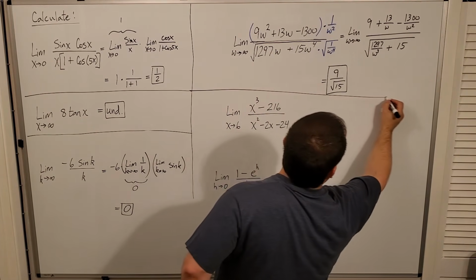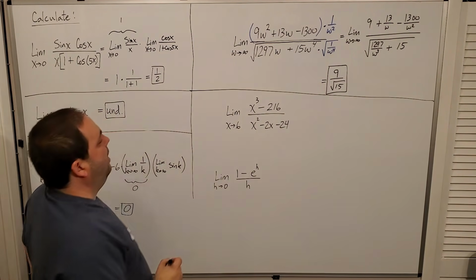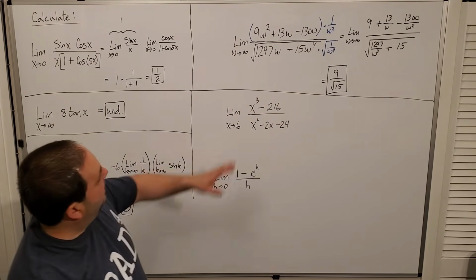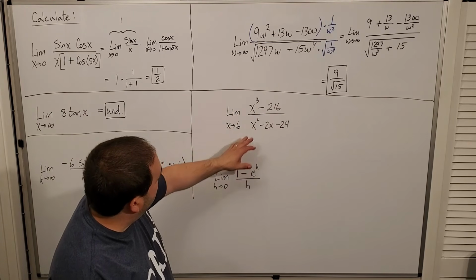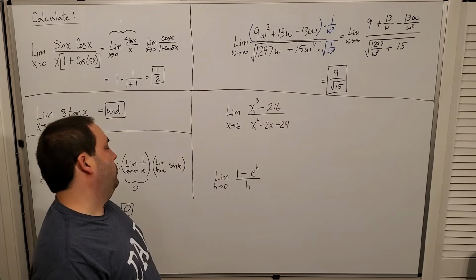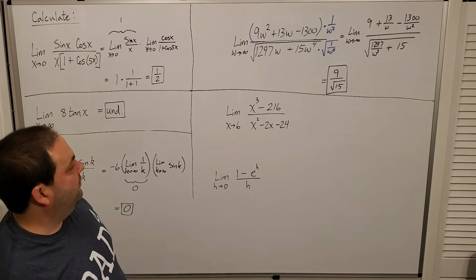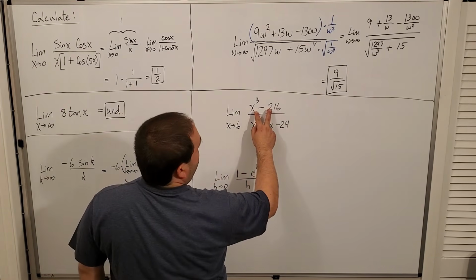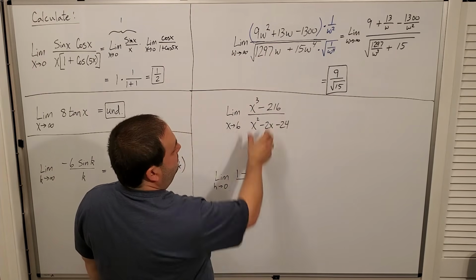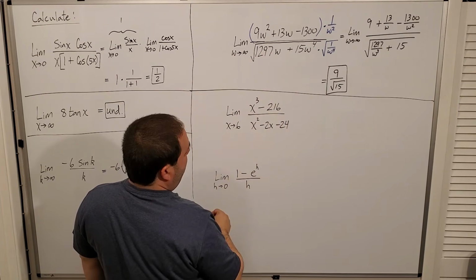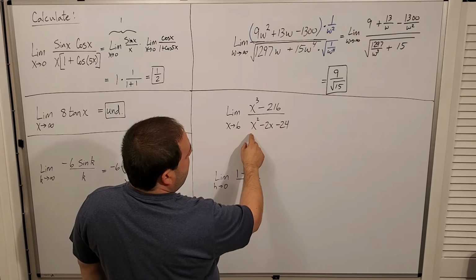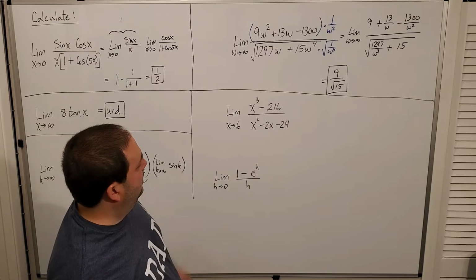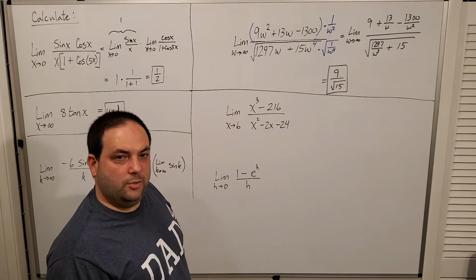Let's see. Now, limit as x goes to 6 of x to the third minus 216 over x squared minus 2x minus 24. So if I substitute a 6 in the numerator, 6 to the third is 216, so I'm going to get a 0. In the denominator, that's 36 minus 12 minus 24, which is also 0. So I have a 0 over 0 situation.